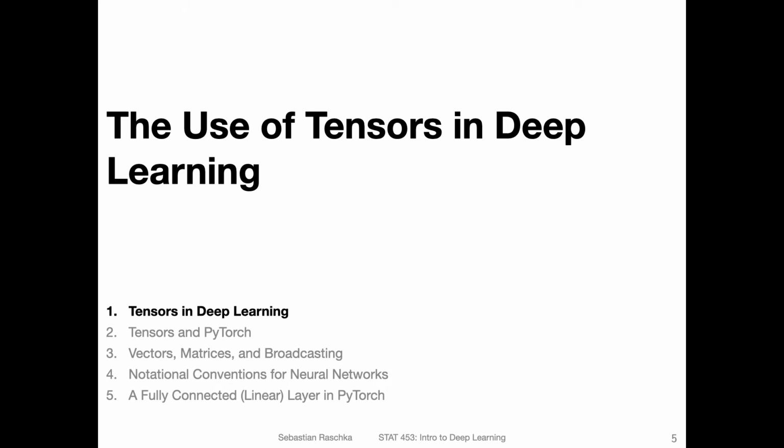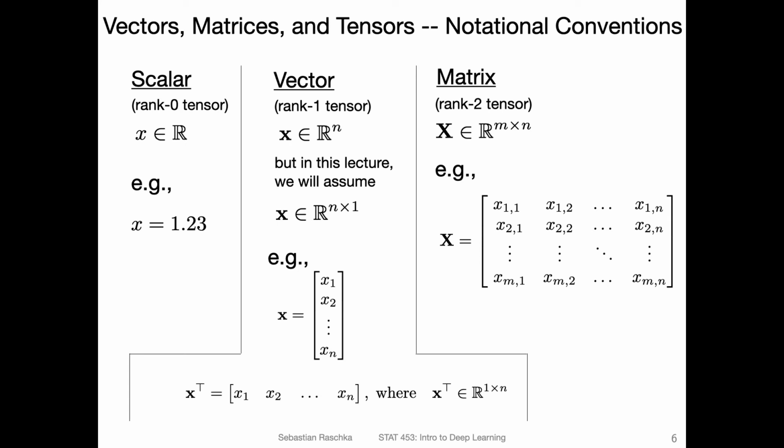Yeah, let's start by defining the term tensor and how it is used in the context of deep learning. So a tensor is a generalization of the concept of a vector, matrix, and scalar, and so forth. For example, here's a scalar. A scalar, you can think of it as a rank 0 tensor. An example of a scalar would be a real number, or it could also be an integer, for example.